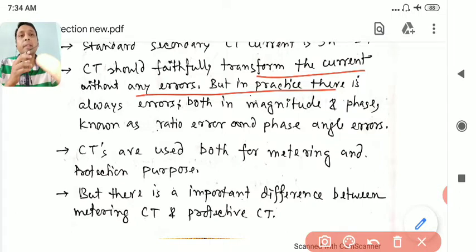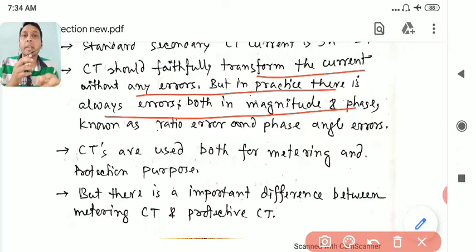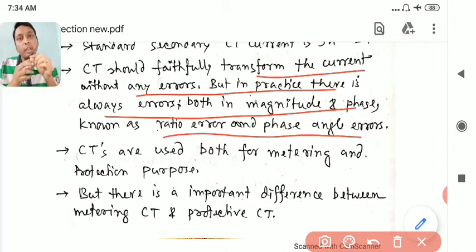But in practice, it doesn't happen, because there are always errors in magnitude and phase, known as ratio error and phase error. There will be leakage of flux, not all the flux will link, there will be leakage, and there will be saturation. Due to all these things, ratio error and phase error will come. So there will be some errors in a CT.